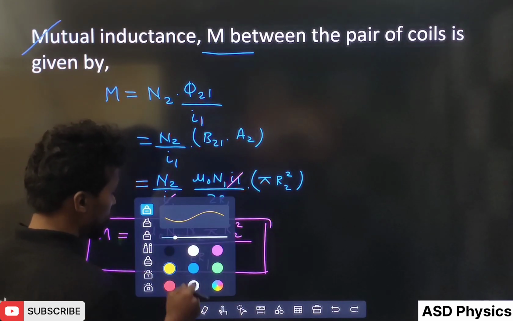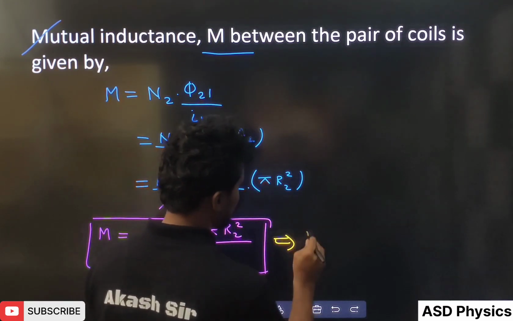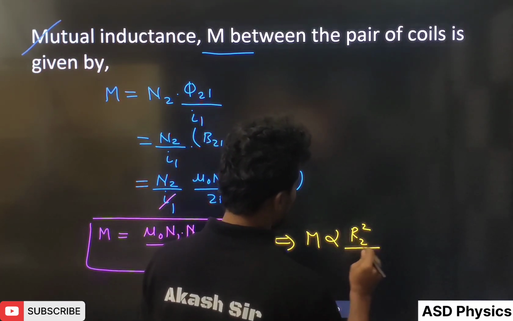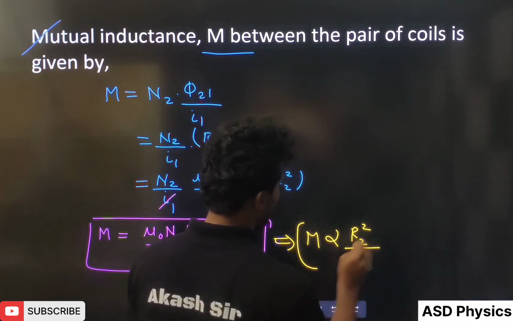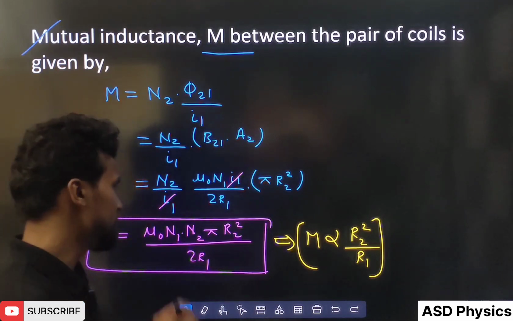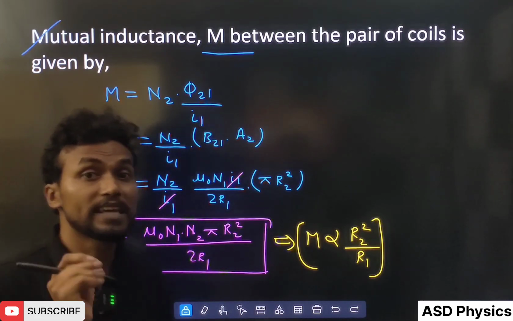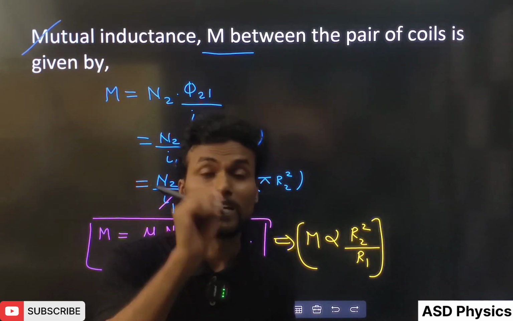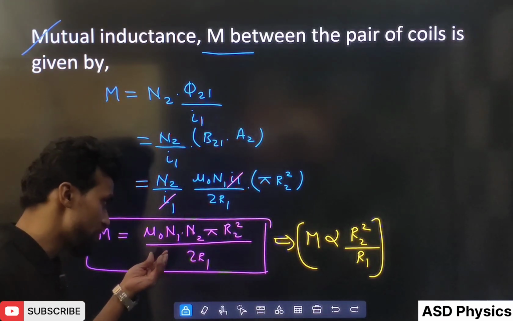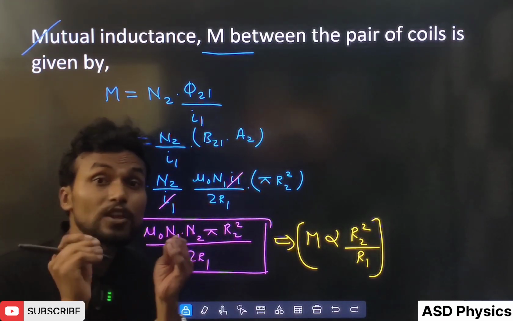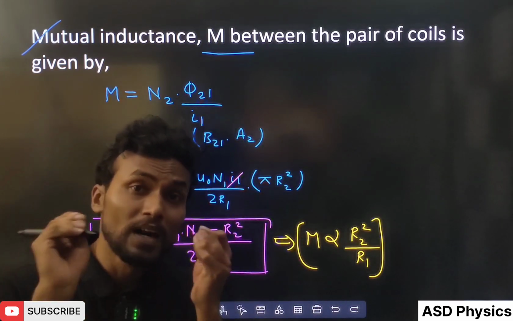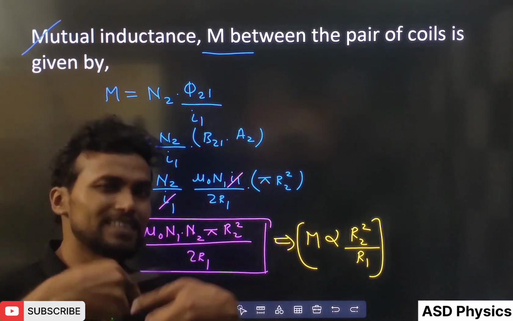Okay, so if you observe this formula, you can see very well this capital M is directly proportional to R2 square by R1. And remember one more thing, by the mutual inductance formula we can see very well mutual inductance does not depend upon the flux and current. It only depends upon number of turns in primary, number of turns in secondary, and the orientation of the coil, whether the coils are in same plane or the coils are in opposite planes. Opposite plane means some other planes and all.